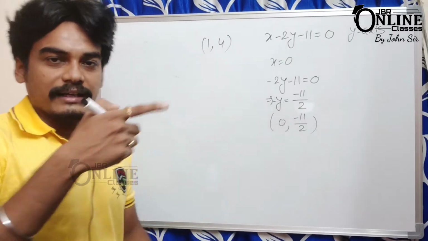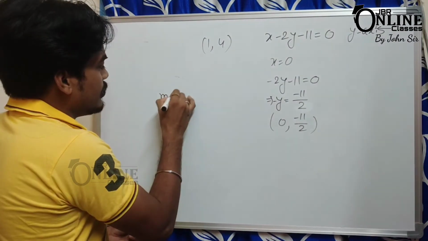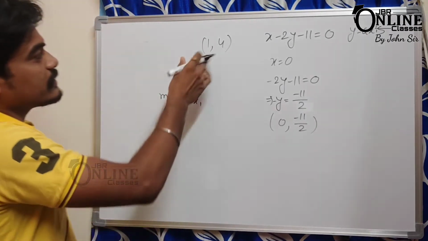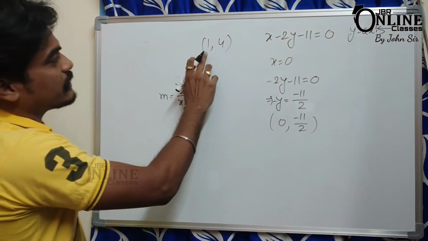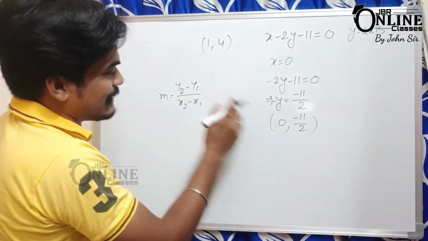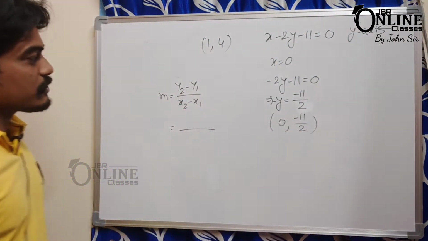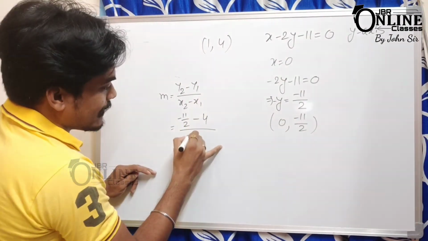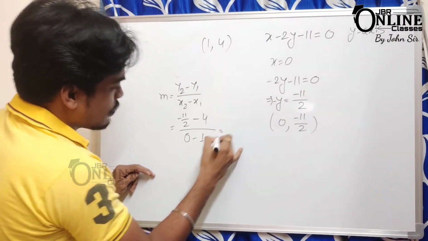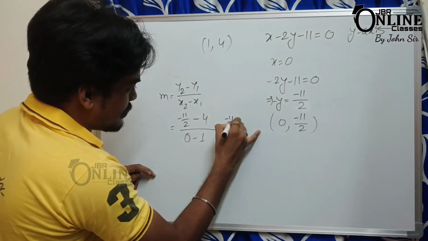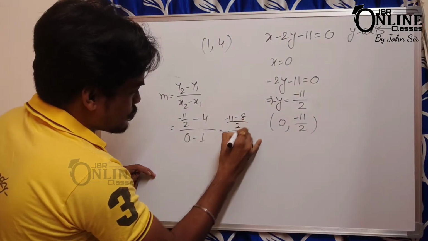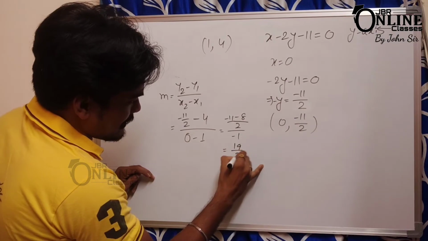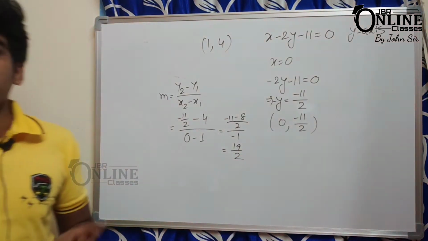So now you have to find out the slope. So here m equal to (y2 minus y1) by (x2 minus x1). The two points are: the first one is (1, 4) and the second one is (0, minus 11 by 2). So from that you have to find out the slope. That means minus 11 by 2 minus y1, which is 4, over 0 minus 1. Okay, so from here minus 19 by 2 over minus 1, so it's 19 by 2. So here 19 by 2 is the slope.